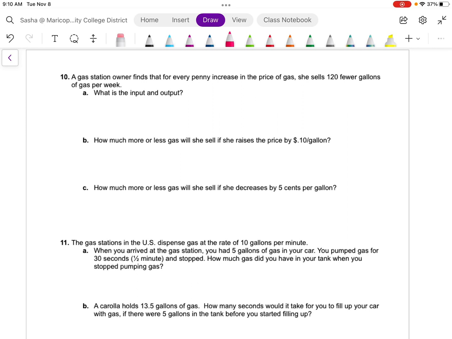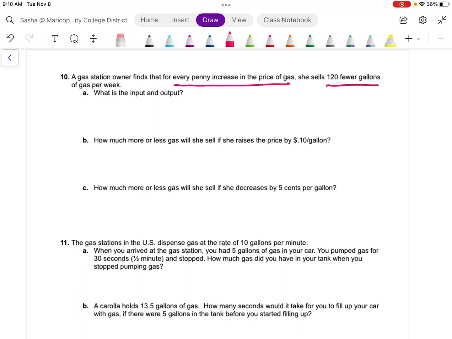So the first problem here, we have a gas station owner that finds that for every penny that they increase the price of gas, that gas station owner sells less gas per week. And I know that seems like a weird thing to be creating a rate of change of, but basically there is an input and an output. The key with identifying an input and an output is, what are you intentionally changing? That should be your input. And then what is changed based on that becomes your output.